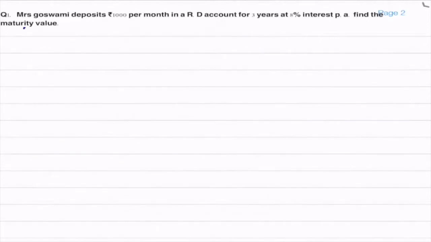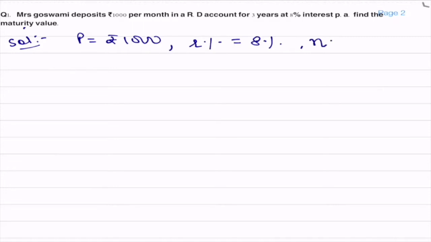So first example is Mr. Goswami deposits rupees 1000 per month in a RD account for 3 years at 8% per annum. Find the maturity value. Maturity value means the amount. First see what is given. Please write down that principal is rupees 1000, rate of interest is 8%, and the number of months: they have given 3 years, so we'll convert it into months. 3 into 12 is 36 months.